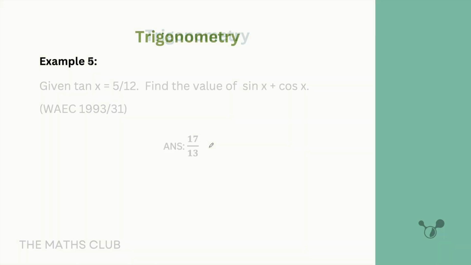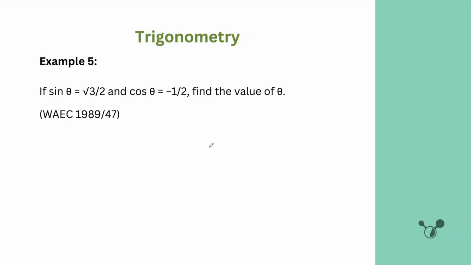Great. Question 5 now says that if sine theta is equal to root 3 over 2 and cos theta is equal to minus 1 over 2, find the value of theta. So sine theta is root 3 over 2. That means the sine value gives us a positive value. So if you draw a CAST diagram, the sine gives us a positive value, but the cos gives us a negative value. So it's between 90 and 180, right?